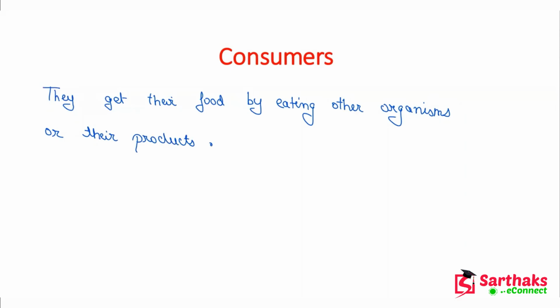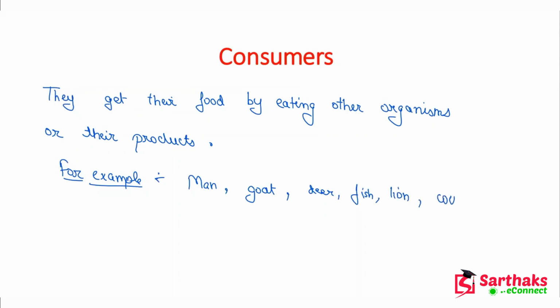For example, human beings, that is man, is an example of a consumer. Goat, they eat plants, so they are consumers. Deer, fish, lion, cows, buffaloes. So these are the common consumers.